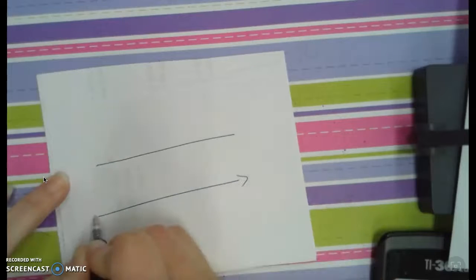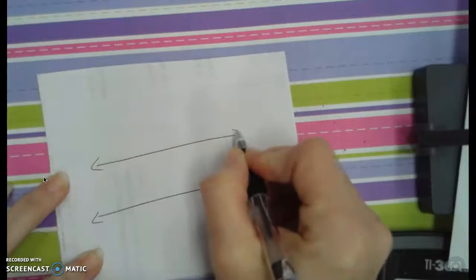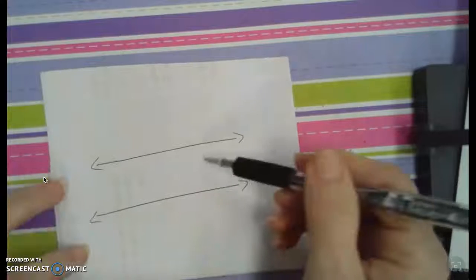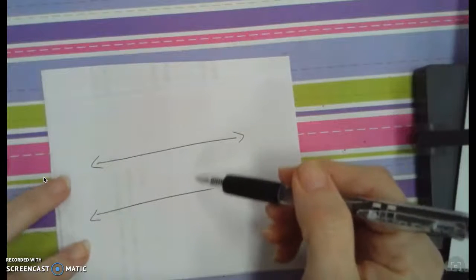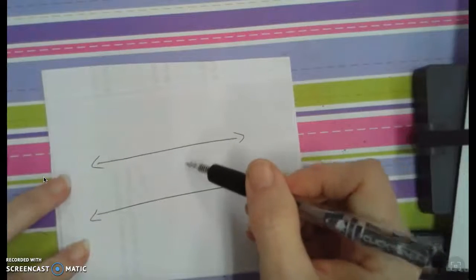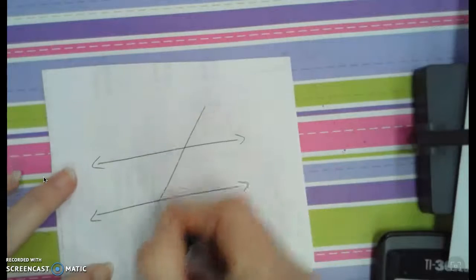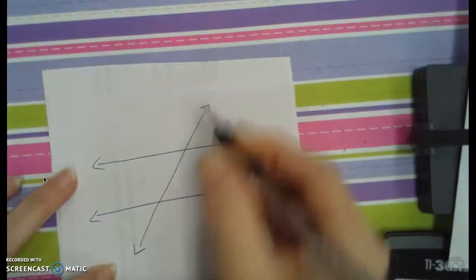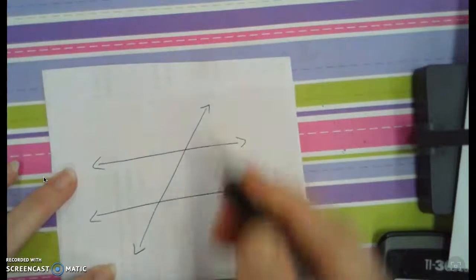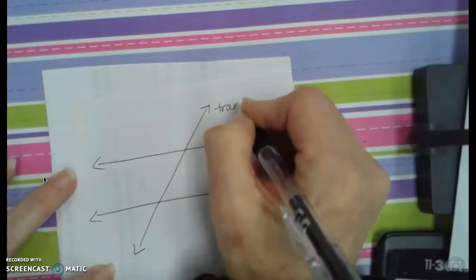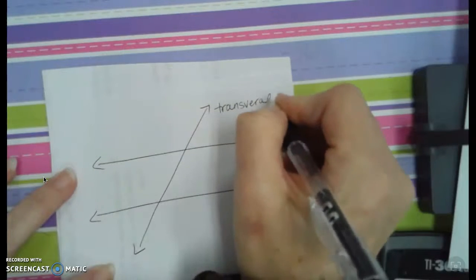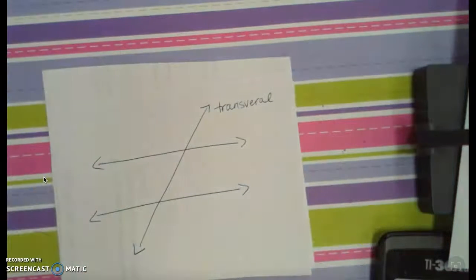Now, if I have these two lines, I'm trying to draw parallel lines, which means these two will never touch. Now, if I take a set of parallel lines and I slash a line through it, okay, so I just drew a line straight through, this is called a transversal. Now, when we have a transversal, that's going to make a lot more definitions for us, okay?